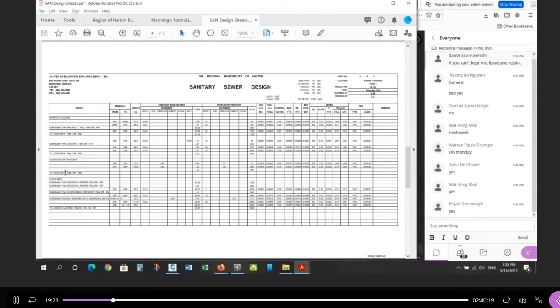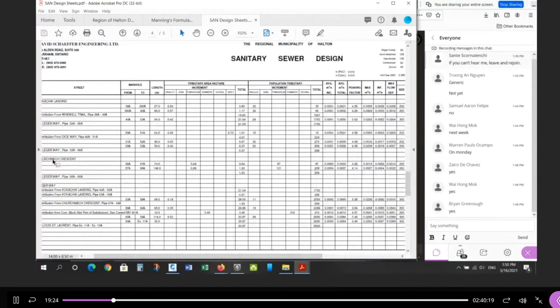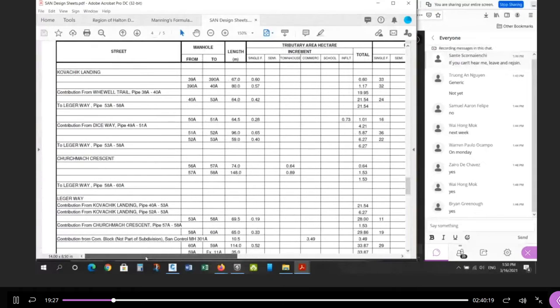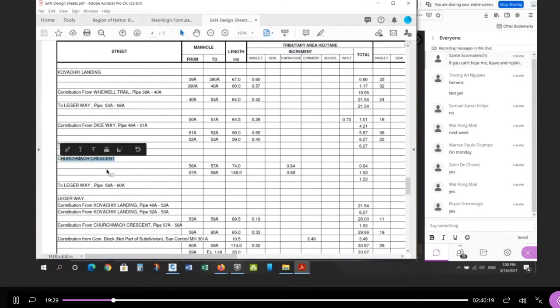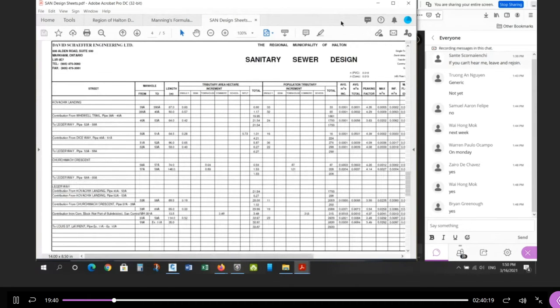If you zoom in here, you'll see Chuchmont. Okay, so there's Chuchmont Crescent, and Chuchmont Crescent has two sewers on it. It goes from manhole 56A to 57 and then flows from 57 to 58. Okay, so this is the design sheet for those two sewers.